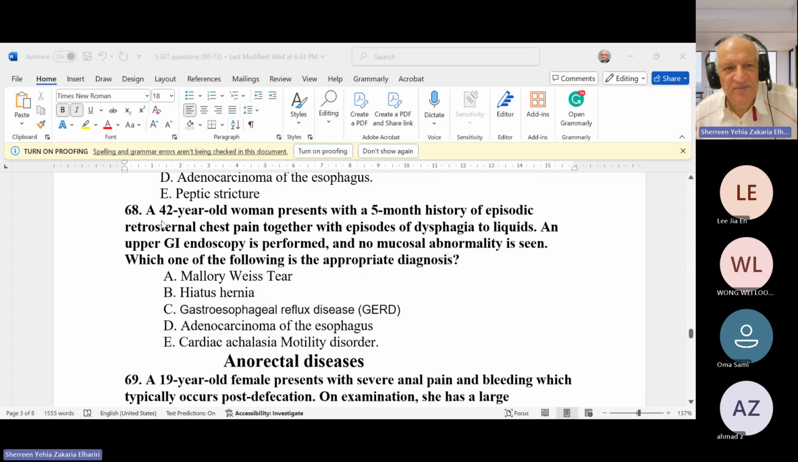Last question in this topic, a 42-year-old woman presented with a 5-month history of episodic retrosternal chest pain, together with episodes of dysphagia to liquid. Again, dysphagia to liquid or fluid, usually in a young female, is usually with cardiac achalasia. An upper GI endoscopy is performed, and no mucosal abnormality is seen. What is the appropriate diagnosis? This patient has no tumor, no reflux, but has dysphagia to fluid. So what's your diagnosis?